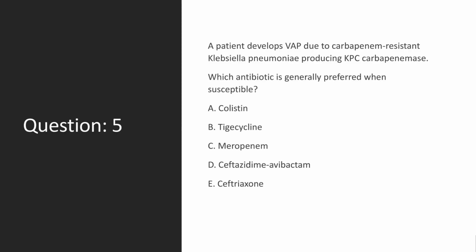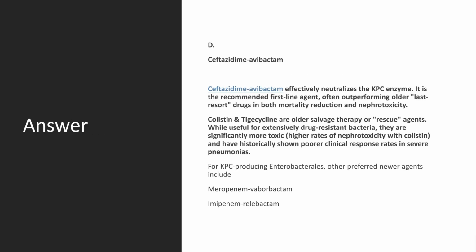Question 5. A patient develops VAP due to carbapenem-resistant Klebsiella pneumoniae producing KPC carbapenemase. Which antibiotic is generally preferred when susceptible? A. Colistin. B. Tigecycline. C. Meropenem. D. Ceftazidime-avibactam. E. Ceftriaxone. Correct answer: Ceftazidime-avibactam.